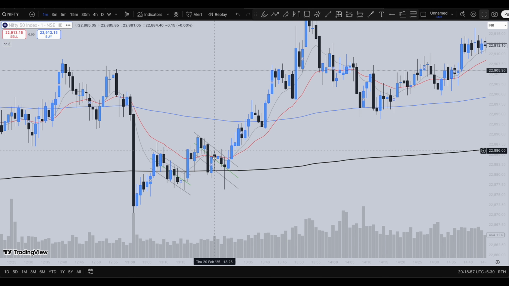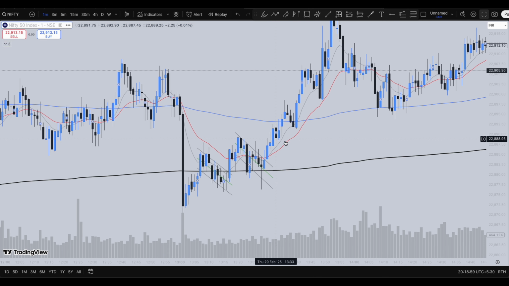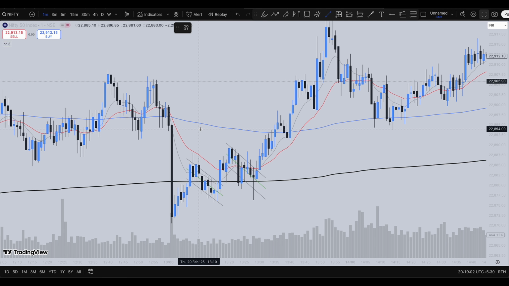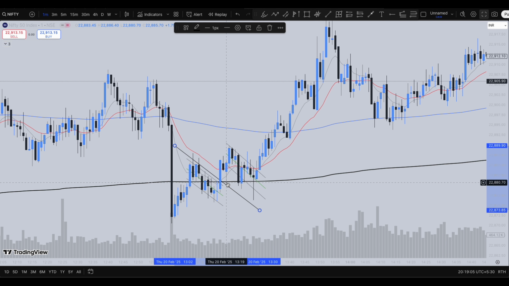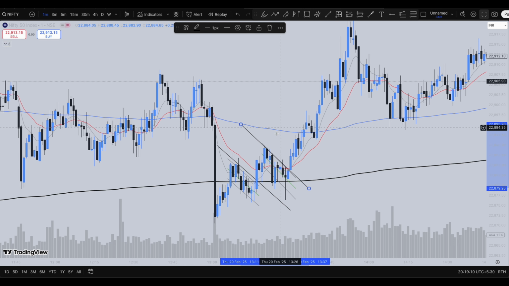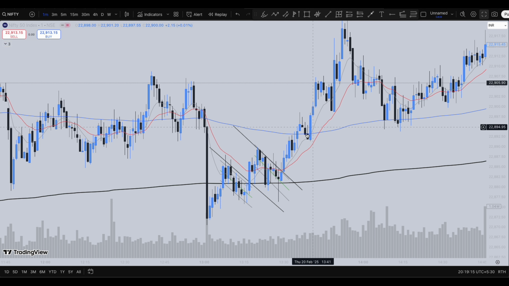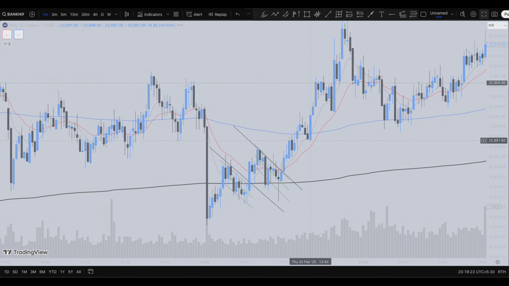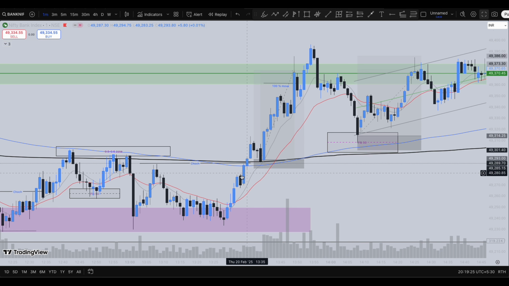So looking at this kind of consolidation, guys, you could have taken a position once this trend line liquidity has been broken towards the upside, or this trend line liquidity has been broken towards the upside, breaking this high also. You could have taken a long position. So in Nifty 50, you can see the market at around 140, guys.